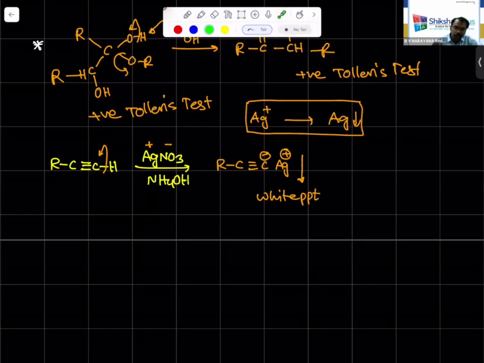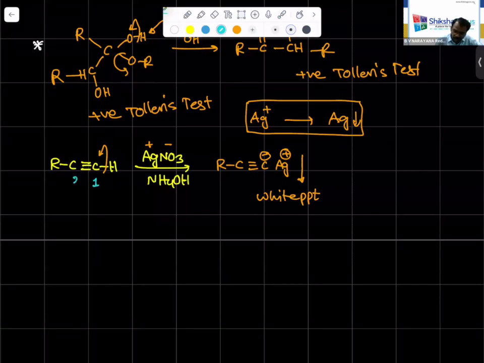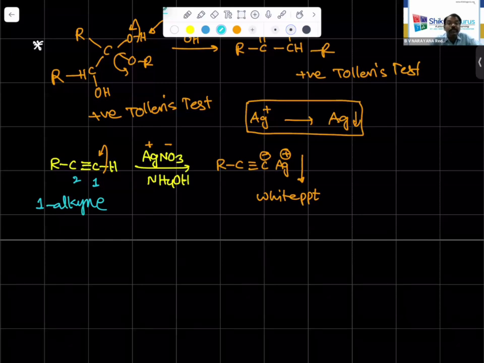Okay, be careful now. It is 1-alkyne because the triple bond is present on the first carbon. It is positive towards, meaning it reacts with Tollens reagent. But is there any redox reaction? No. What is the reason?